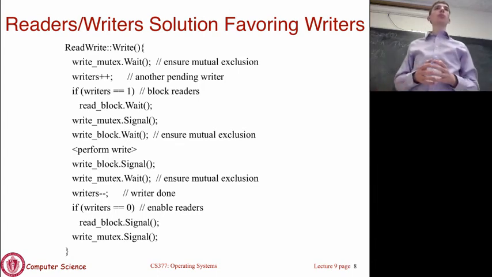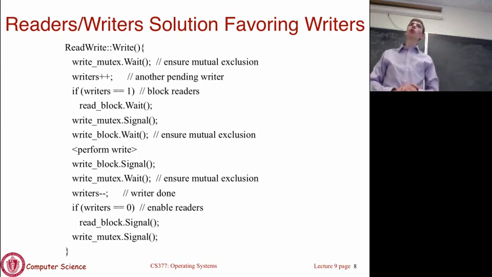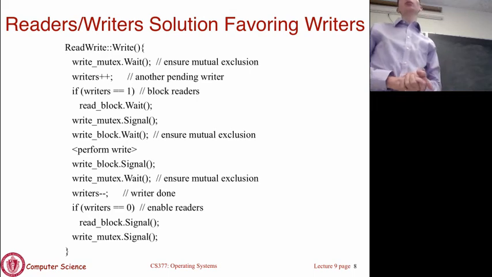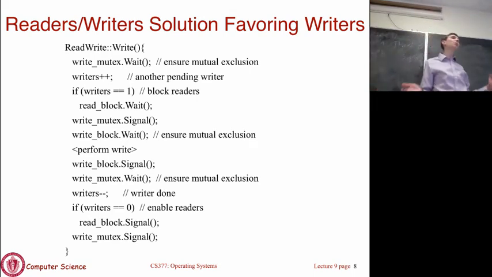Wouldn't the solution be preferable if writing was rare? If writing was rare. If you rarely had a writer, you really wanted that writer to get... Yeah, so you could certainly consider scenarios in which maybe one or the other of these might be useful.